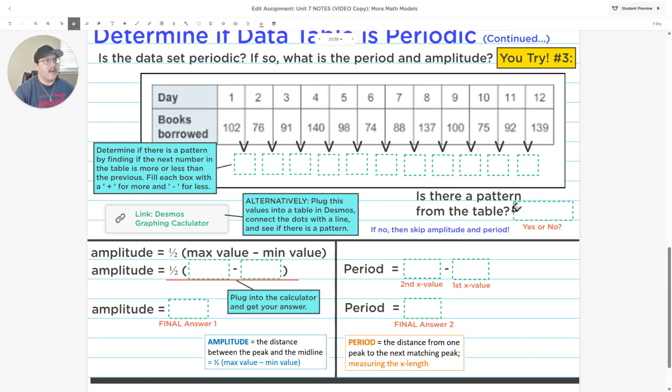Okay, and then once you determine yes or no if this is periodic, if there is a pattern, then you will find the amplitude and the period. So at this moment, I would like for y'all to pause the video. If you're in ClassKick, fill everything out and try this on your own. Otherwise, I'm going to continue on and show y'all how to do everything, both by hand and through Desmos.